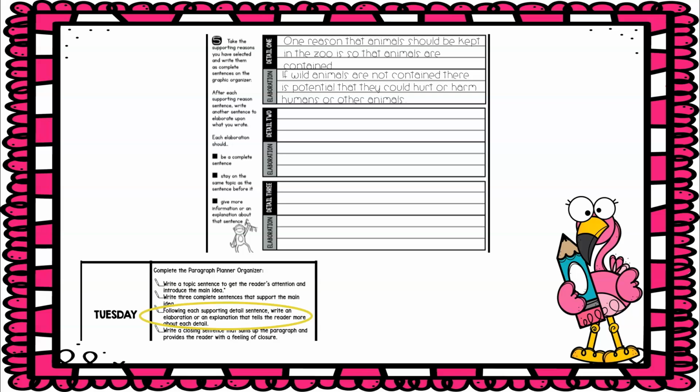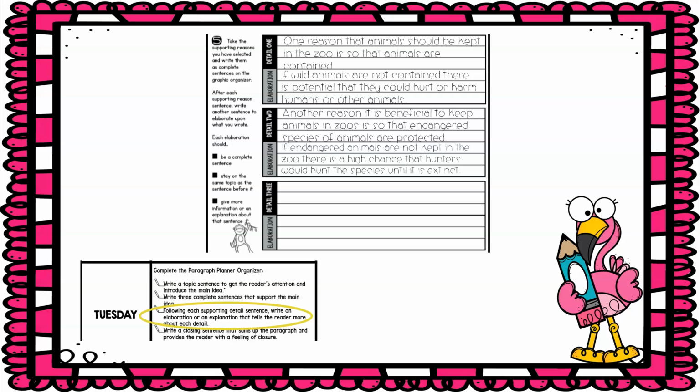Now I am ready to write an elaboration sentence for the second detail sentence that I wrote. My second detail sentence says, another reason it is beneficial to keep animals in zoos is so that endangered species of animals are protected. I want to explain to my reader that if endangered animals are in the wild and hunters kill them, that species will go away forever. I can now write a complete sentence that says, if endangered animals are not kept in the zoo, there is a high chance that hunters would hunt the species until it is extinct.